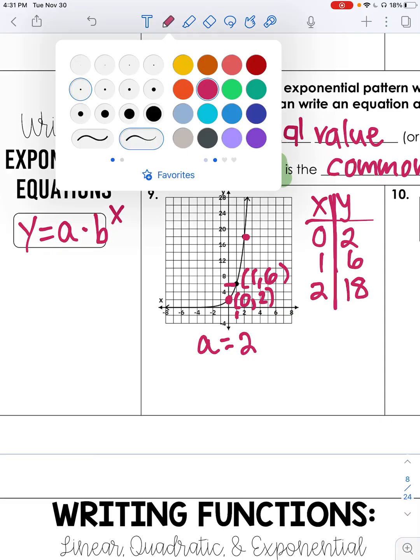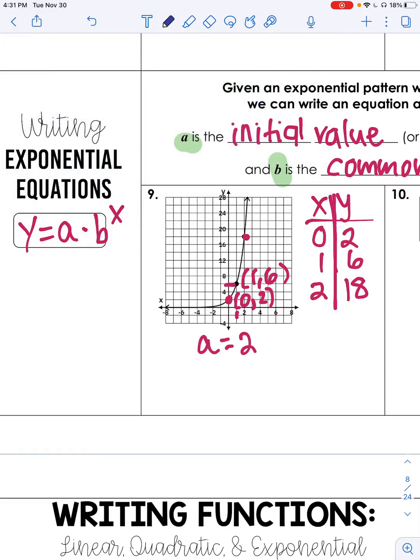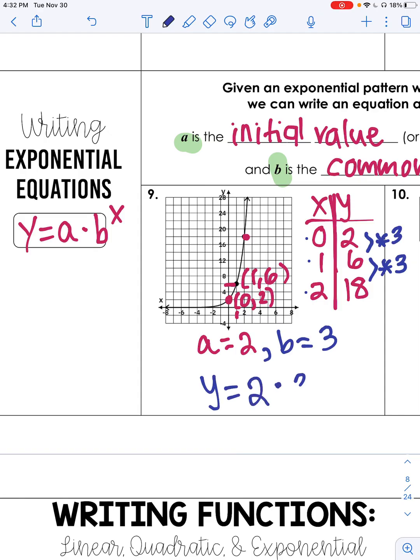And our x is increasing by 1. So we have a constant value for x. The y is multiplied by 3. That works, okay? So the common ratio is 3. That means b equals 3. So we can go right to standard form and substitute 2 for a, 3 for b. So this is y equals 2 times 3 to the x.